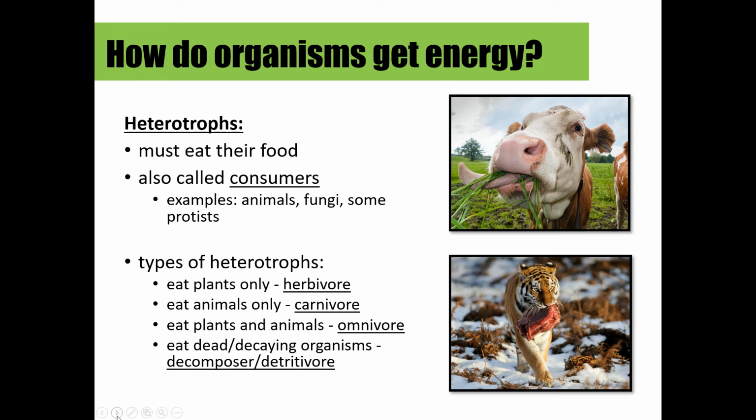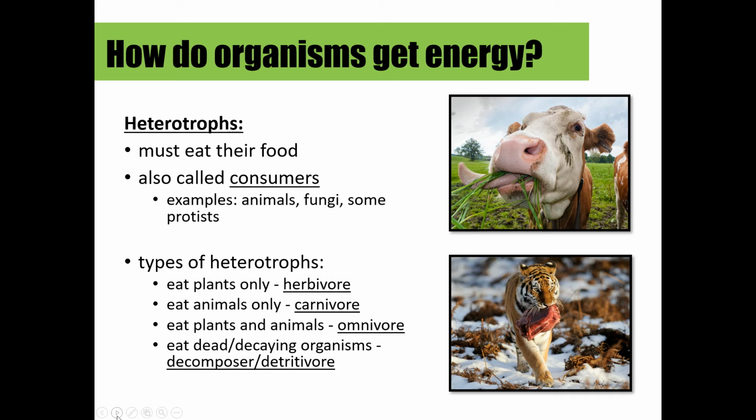You can also have organisms that have to consume other organisms in order to get energy. We call these heterotrophs. They're also known as consumers. And you can see here in the picture, the cow and the tiger would both be examples. You and I are examples of heterotrophs. We can't make our own energy. We have to consume other organisms to get our energy.